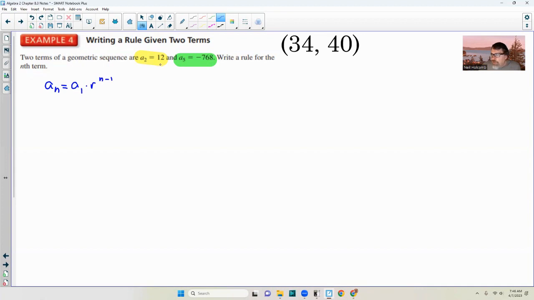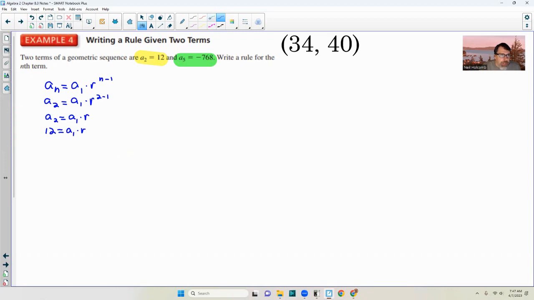Substitute in for 2 and 5. So a sub 2 equals a sub 1 times r to the 2 minus 1. So in other words, a sub 2 equals a sub 1 times r. Okay, and finally, a sub 2 is 12, so 12 equals a sub 1 times r.